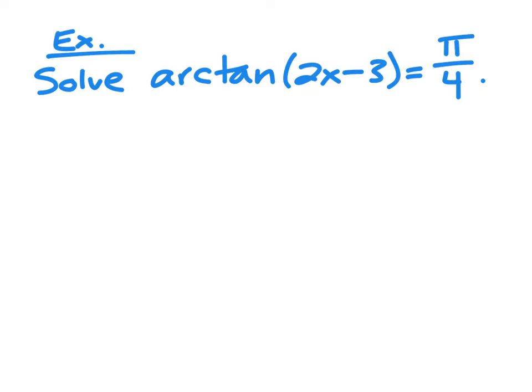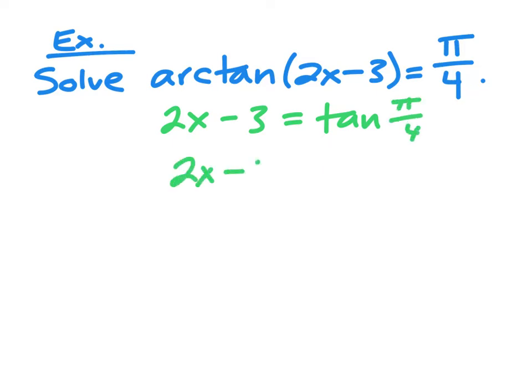So I can get rid of the arctangent by using properties and taking the tangent on both sides. If I take the tangent of the left-hand side, that is just going to give me the inside: 2x minus 3 equals the tangent of pi over 4. Well, tangent of pi over 4 is on that unit circle, and so tangent of pi over 4 is equal to 1. So from here, it's just really easy to solve for x, and x would equal 2.